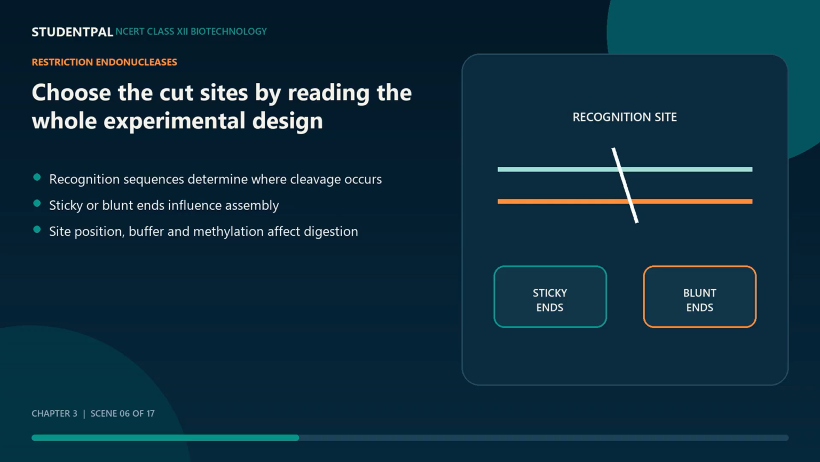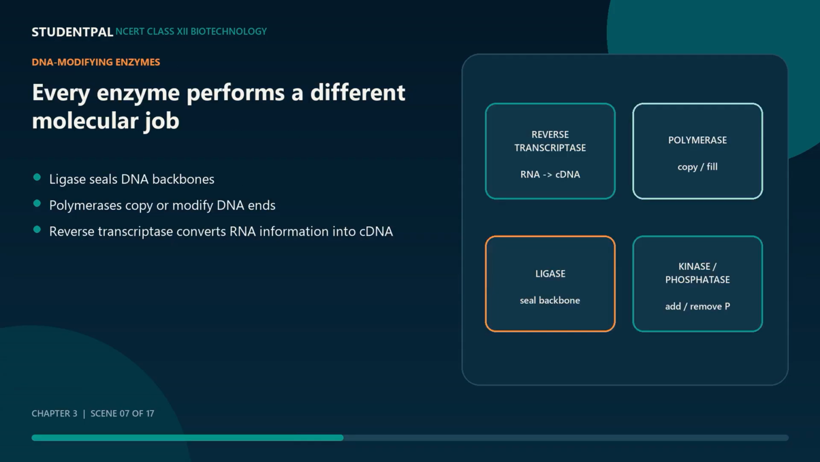The correct exam explanation connects recognition site, type of end, construct design, and expected diagnostic fragments instead of merely naming an enzyme. Cloning requires a coordinated set of enzymes. DNA ligase forms phosphodiester bonds and seals compatible DNA backbones. DNA polymerases synthesize DNA and may be used for amplification, fill-in reactions, or end modification depending on the enzyme.